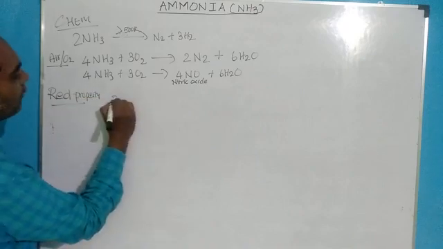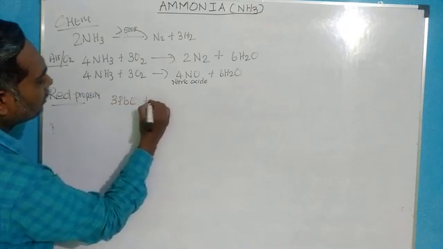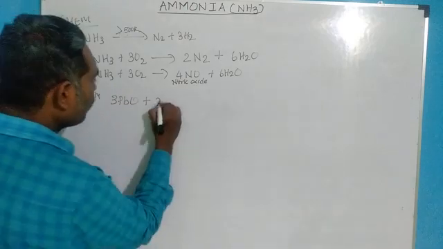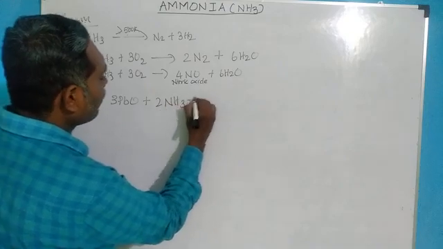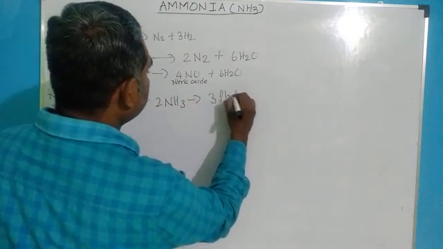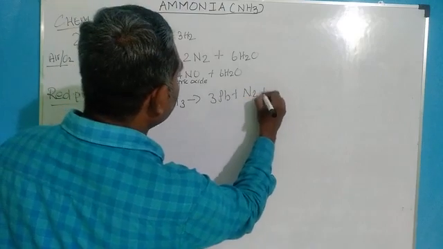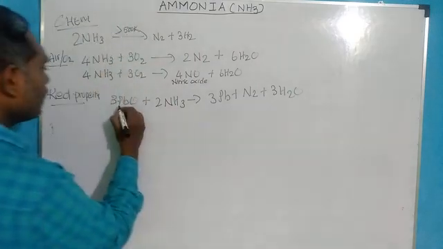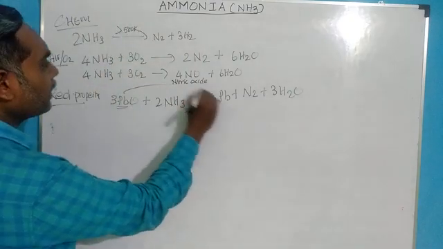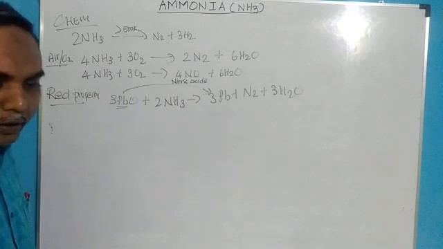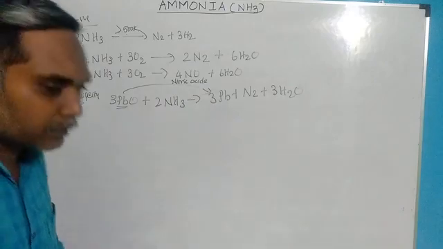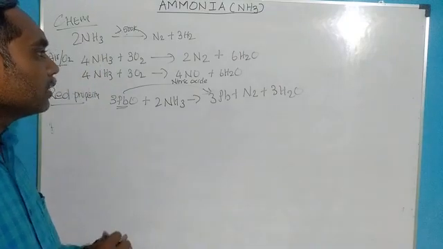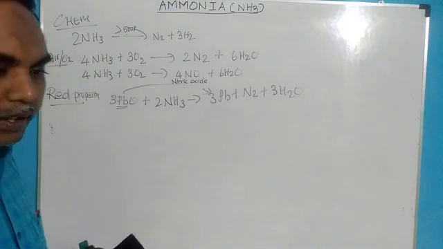Next, the reducing property. Ammonia, when it reacts with lead oxide, 2NH3 plus 3PbO gives 3Pb plus N2 plus 3H2O. So lead oxide is reduced to lead. So this is the reducing property.